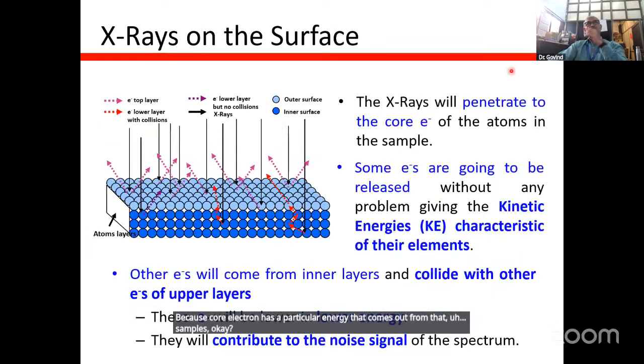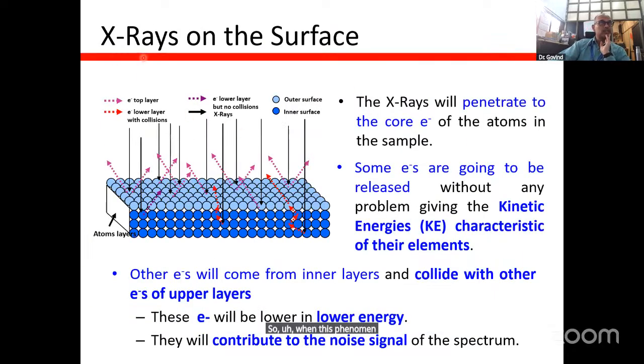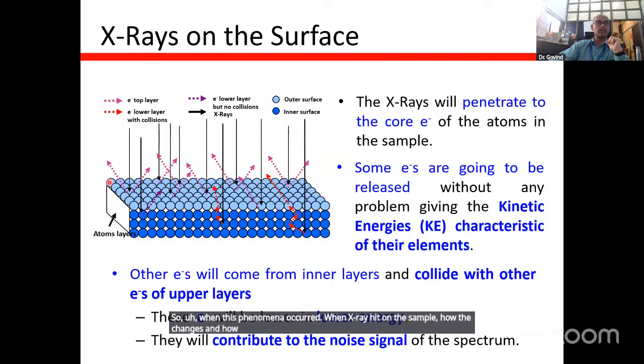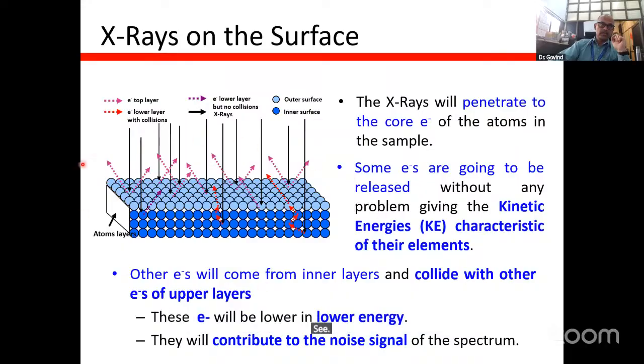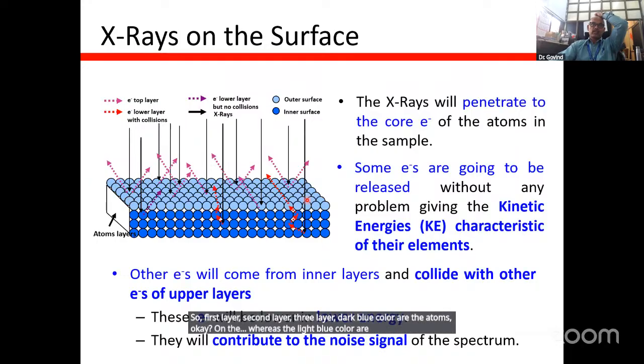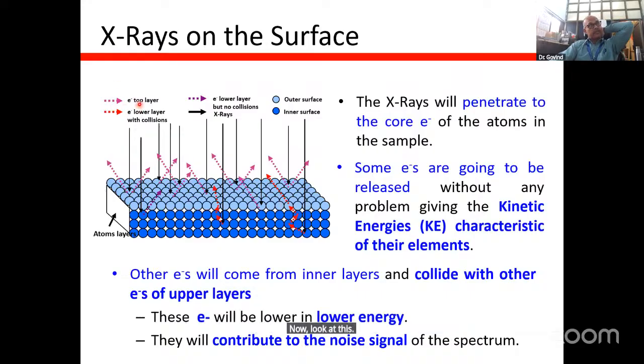So when this phenomenon occurs, when X-ray hits the sample, how do the changes happen and how do the core electrons come into the picture? Say this is the surface of your sample, and this is the atomic layer: first layer, second layer, third layer. The dark blue color are the atoms, whereas the light blue color is the surface. Now look at this, I have given different color codes here. The purple color is an electron from the top layer.